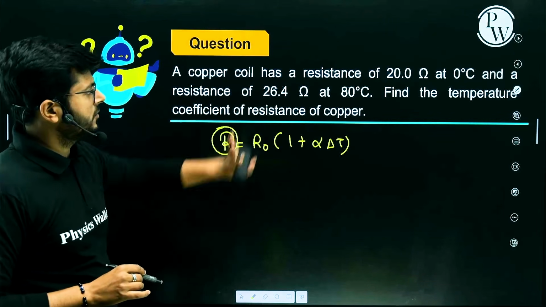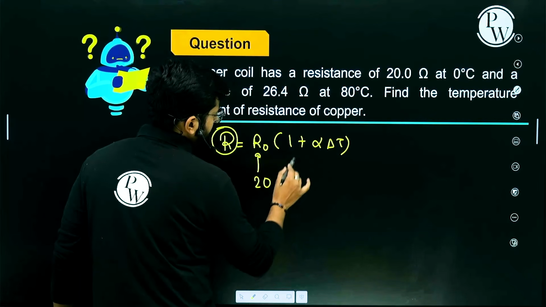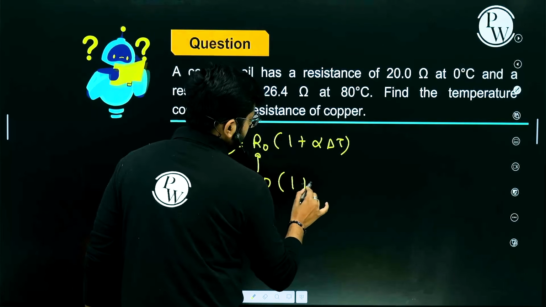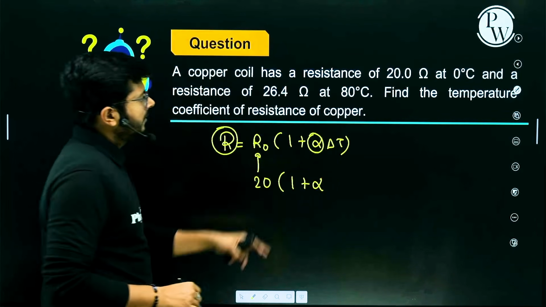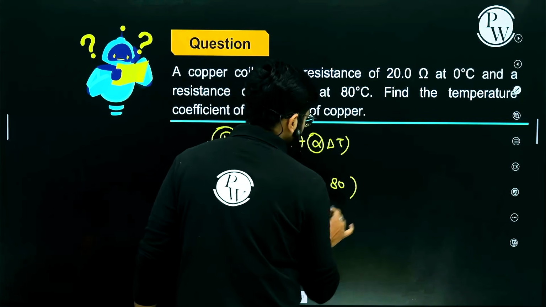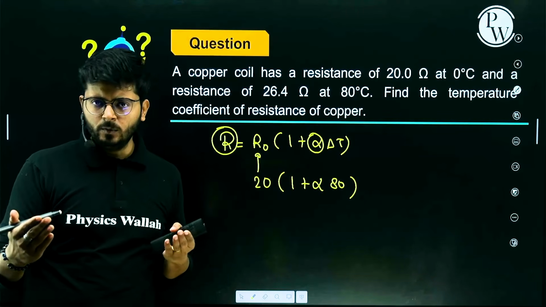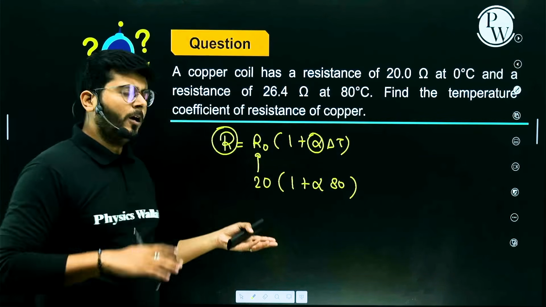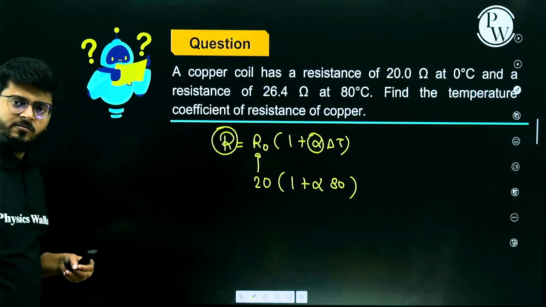The copper has a resistance of 20 ohm at 0 degrees Celsius. So initially it was 20, right? 1 plus alpha. The value of alpha we have to find out. Temperature difference: from 0 to 80 we are going, so the temperature difference is 80. Right. Whenever you are writing delta T, you don't have to convert centigrade to Kelvin. But when you are using the temperature itself, then you have to use it in Kelvin in the entire physics, right? Okay.